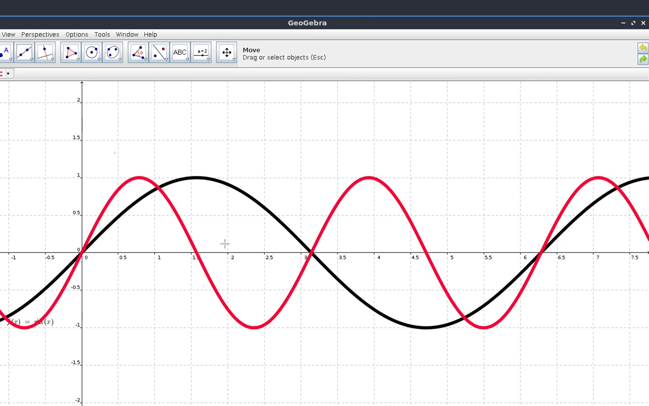So that's doubling the frequency. So you halve the period, and of course you halve the wavelength, the distance that takes you through 1 cycle.